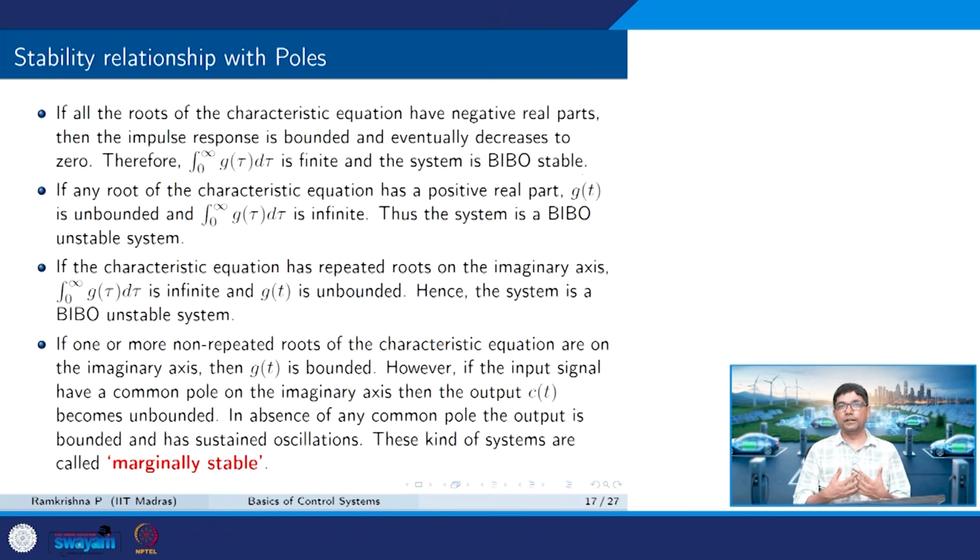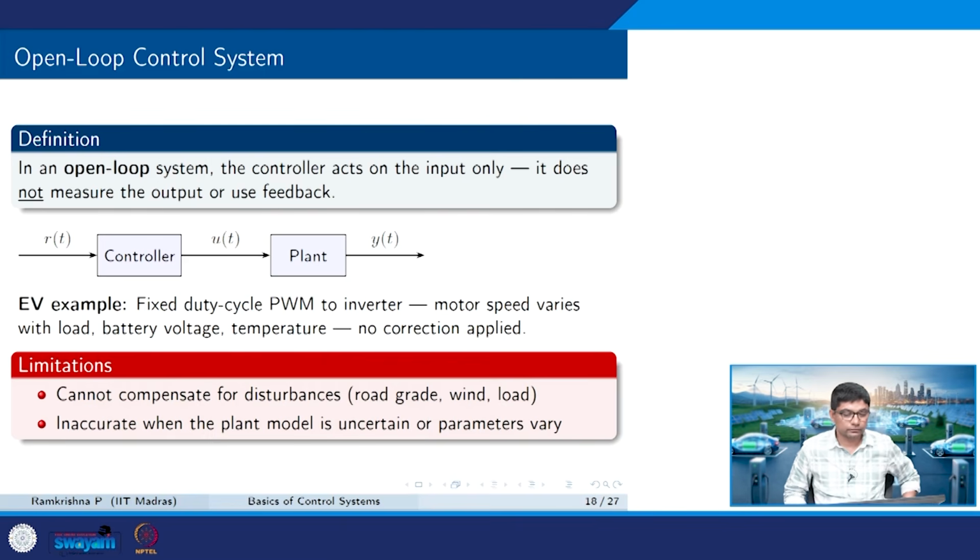And whenever we do any design, we should first make sure that the system is stable. Okay. So, the next thing that we will do is we will try to classify or look at systems as open loop and closed loop, and those notions will slowly become clear. In an open loop system, I just have the plant, I have the controller, I have a reference. The controller acts only on the input. It does not measure the output or use feedback.